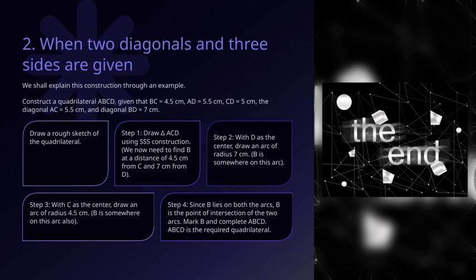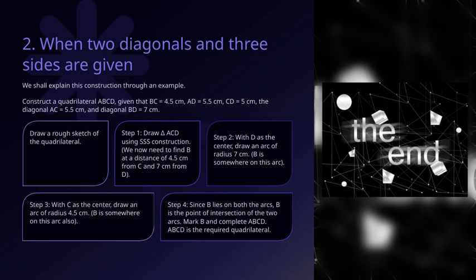Step 1. Construct triangle ACD using the side-side-side, or SSS, method because we know all 3 sides, AC, AD, and CD. Once that's done, our goal is to locate point B, which is at a distance of 4.5 centimeters from C and 7 centimeters from D. Next, step 2. With D as the center, draw an arc with a radius of 7 centimeters. And then, step 3. With C as the center, draw another arc with a radius of 4.5 centimeters.